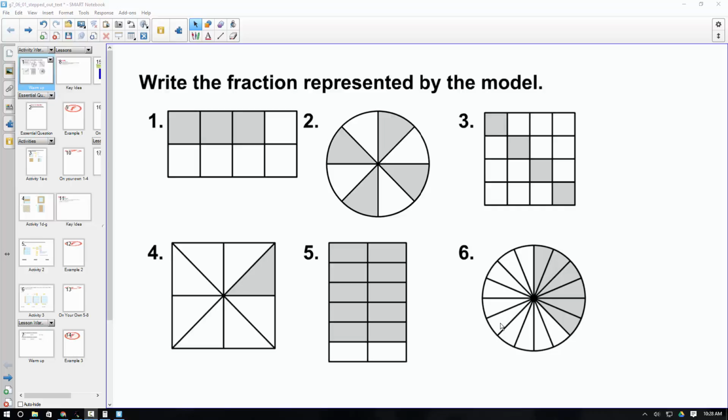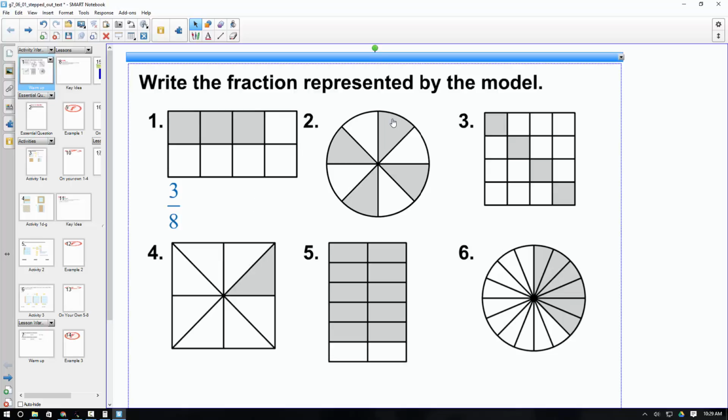Alright, so this video will focus on Chapter 6, Section 1. And it first of all says, write the fraction represented by the model. If I look here, I have three parts out of 1, 2, 3, 4, so a total of 8, so 3/8. This one here, I have 1, 2, 3, 4, 5, 6, 7, 8, and 4 of them are colored in, so it'll be 4/8 or 1/2.